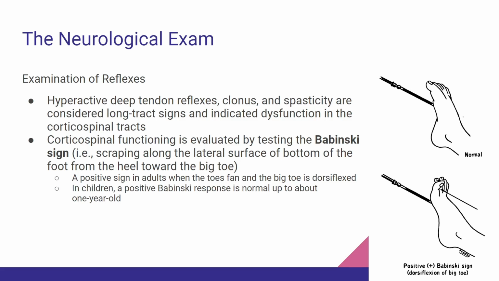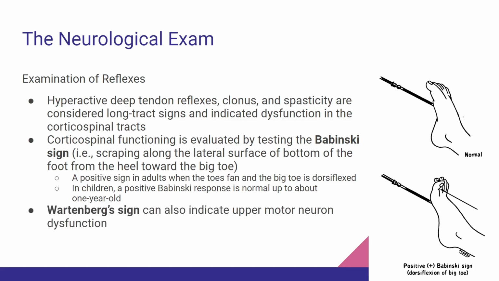It's important to note that in children under the age of 1, a positive Babinski response is normal. But as they mature and these tracts develop, they'll stop showing that positive sign, usually about when they're 1 year old. Another useful test is called the Wartenberg sign, and that's an involuntary abduction of the fifth or little finger. So you'll notice that the little finger often deviates away from the other fingers on the hand.